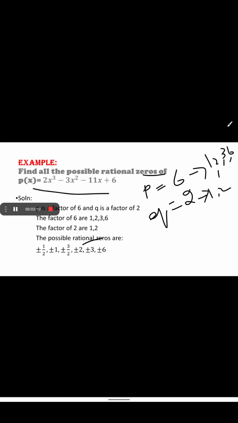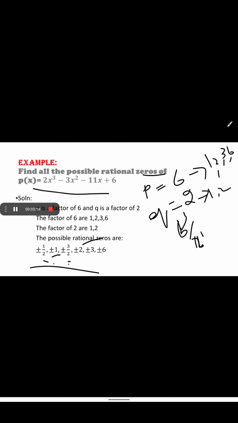Right, here the possible rational zeros are 1 by 1, that is plus or minus 1. It may be possible, plus 1 or minus 1. Then 2 by 1, that is plus or minus 2. Then 3 by 1, that is 3. 6 by 1, that is 6. Then 1 by 2, that is plus or minus 1 by 2. Then 2 by 2, that is equal to 1. We already got this, plus or minus 1. Then 3 by 2 and 6 by 2, that is 3, that is plus or minus 3. These are the possible rational zeros.